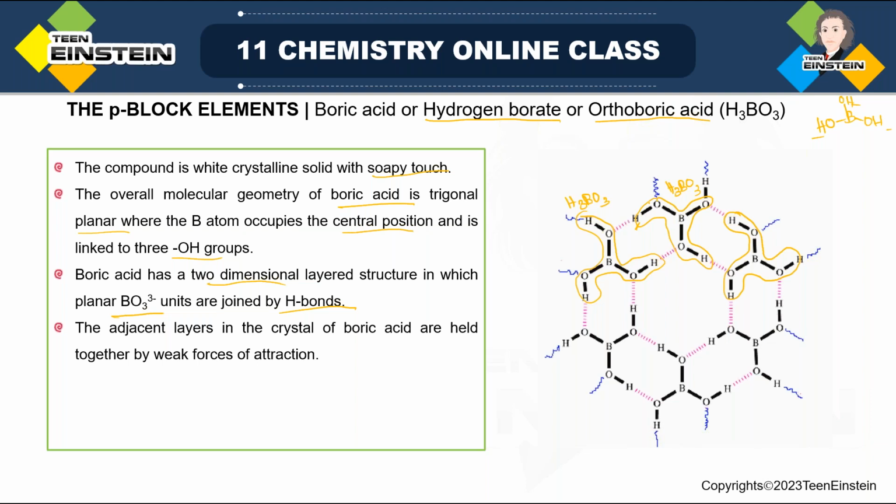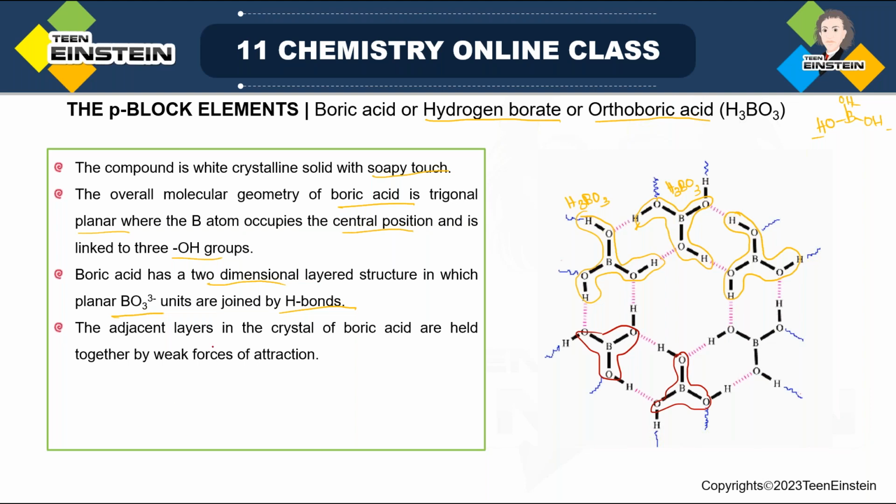But if several such planes are stacked over one another, then you can understand how it has different layers one by one. That is, if you imagine it from a three-dimensional point of view, it will have a layer structure. So these BO3 units are joined by hydrogen bonds. BO3 unit means this part. This is one BO3 unit. This is another BO3 unit.